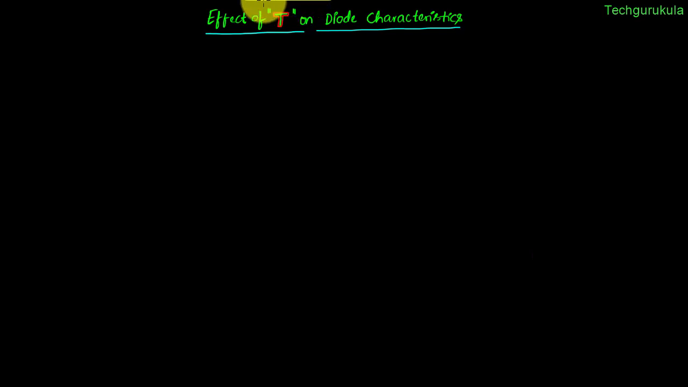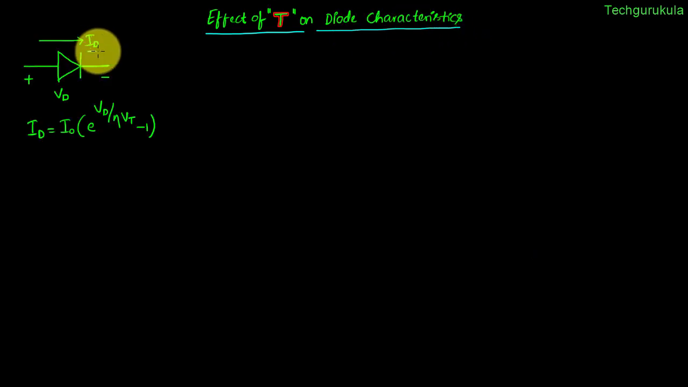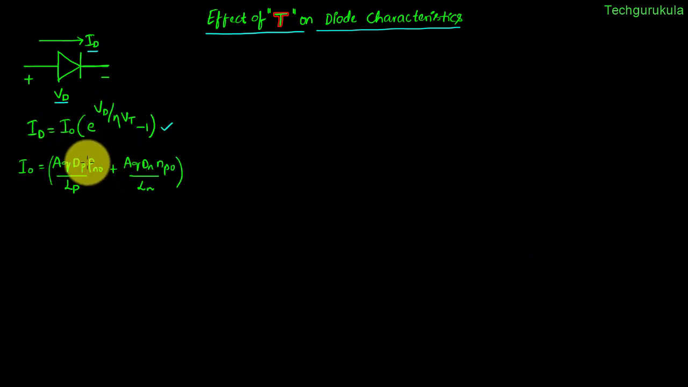In this video, we're going to see the effect of temperature on a diode's IV characteristics. Current flowing through the diode, ID, is represented with respect to the voltage applied across the diode, VD, by this equation, which we call the diode current equation, where I0 is given by this equation, and eta is called the ideality factor, which is approximately 1 for a germanium diode and 2 for a silicon diode.